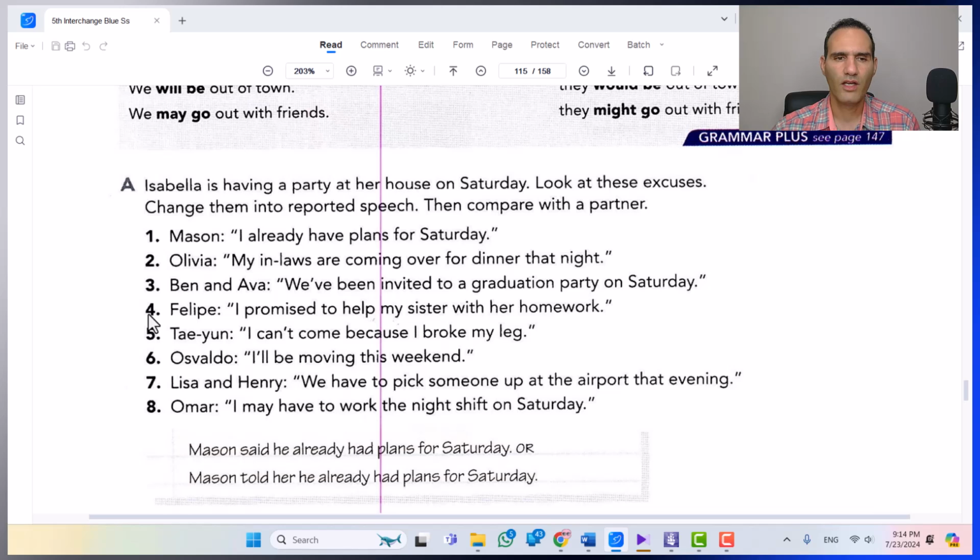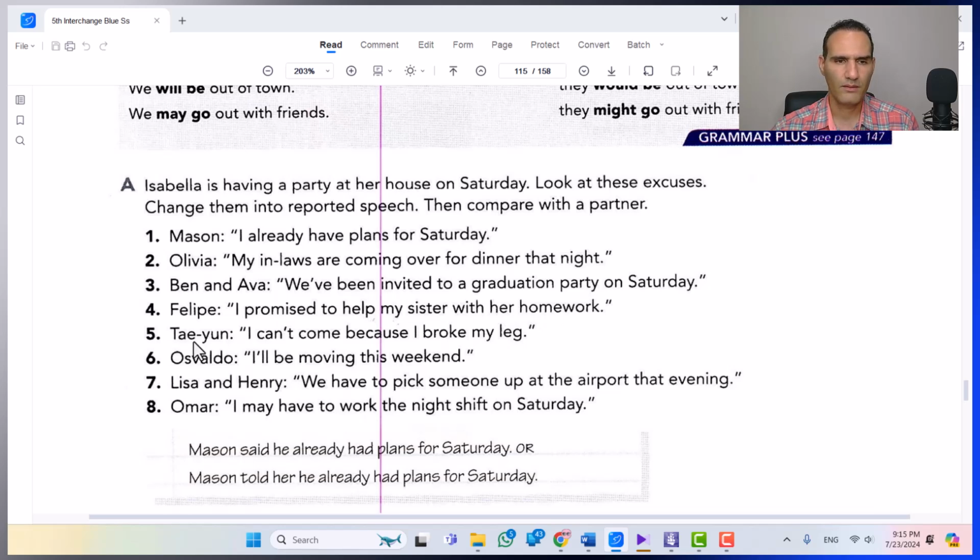Number 4, Philip or Philippe, depending on the country: "I promised to help my sister with her homework." So, he said he promised to help his sister with her homework.